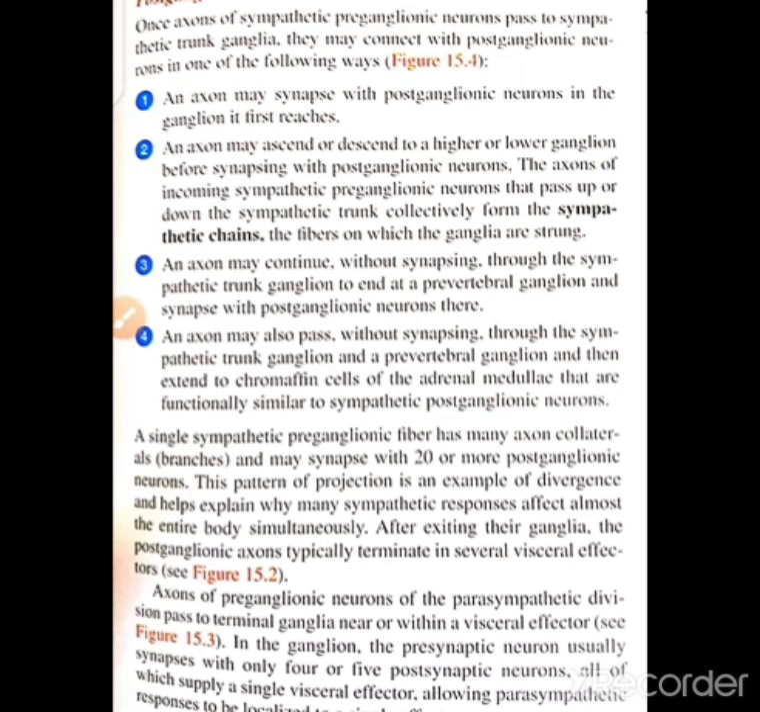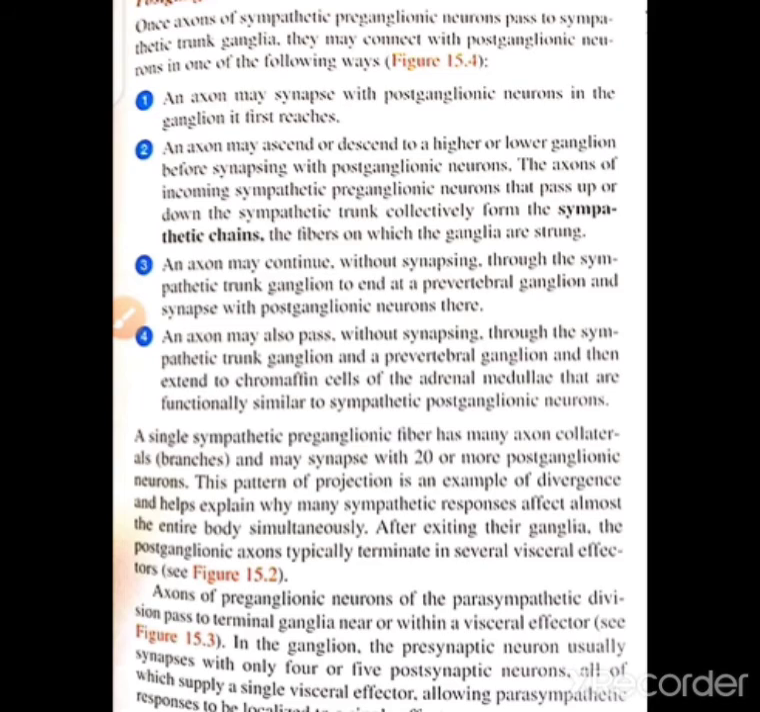Once the axons of the sympathetic preganglionic neurons pass to the sympathetic trunk ganglia, they may connect to the postganglionic neurons in one of the following ways. This happens in your autonomic ganglia. What happens in the autonomic ganglia? An axon may synapse with postganglionic neurons in the ganglion it first reaches.